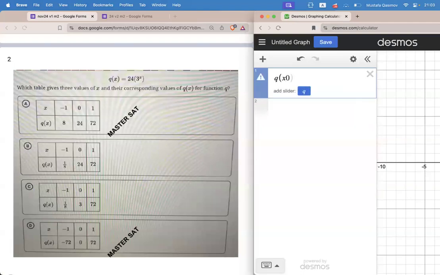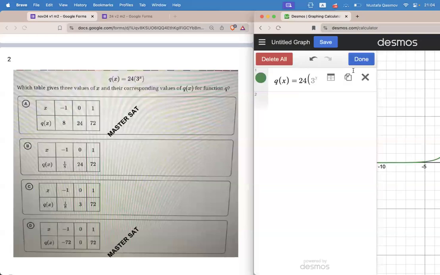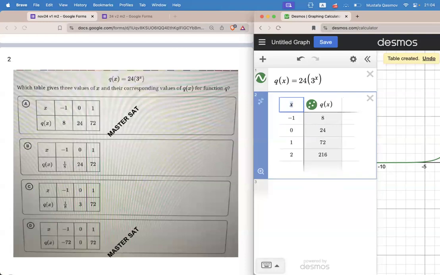Phi of x is equal to 24 multiplied by 3 with power of x. Then create a table here, then delete that part. Then you can see that it is 8, 24, 72. Answer is A.